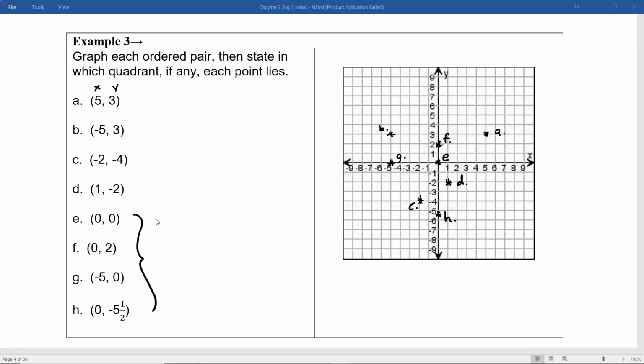Okay, so here I have E through H charted. And it might be hard to see because of just the ink and the way this format works, but this point right here is our E. It is the origin at 0, 0. F is right here on the y-axis because it has a 0 for the x-coordinate. Similarly, G is on the x-axis because it has a 0 for the y-coordinate. And H is on the y-axis because it has a 0 for the x-coordinate. Okay, so let's move on.